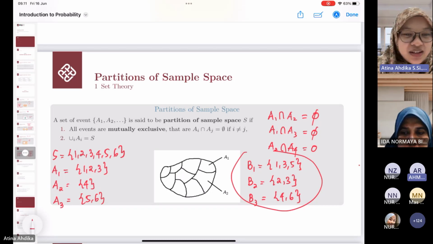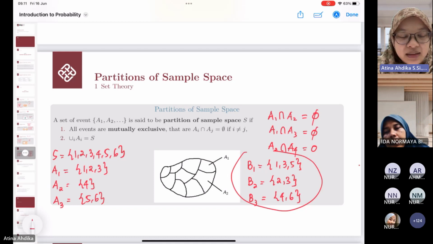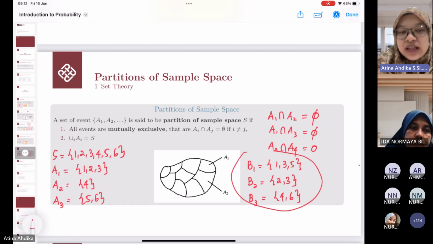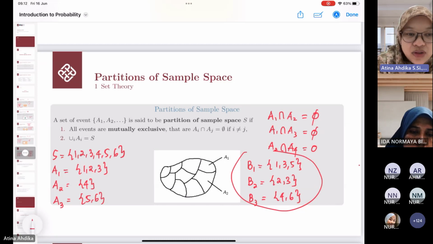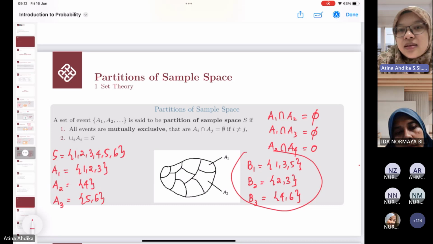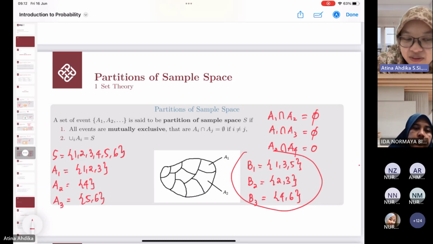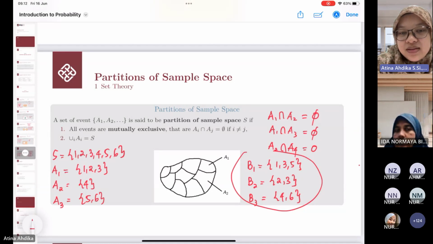Okay, so we can call any set of events as the partition of sample space if the set of events fulfill two requirements. The first requirement is all of these events are mutually exclusive, or we can say that there is no intersection between all of the events. And the second requirement is that the union of all of these events will form sample space.